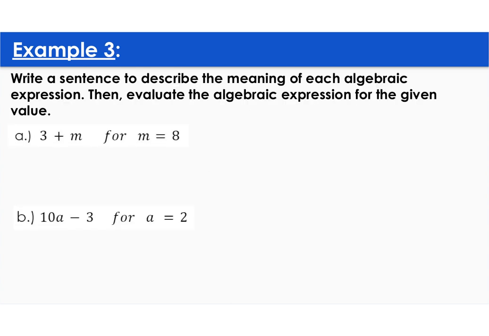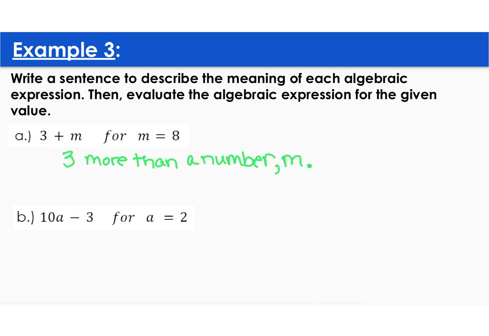So we're going to write a sentence to describe the meaning of the algebraic expression, then evaluate the expression for the given value. We're going to start by writing a sentence, and this is 3 plus m. We could write 3 plus m, but let's try to use better words. So 3 more than a number, or I could put 3 more than m, 3 more than a number m.